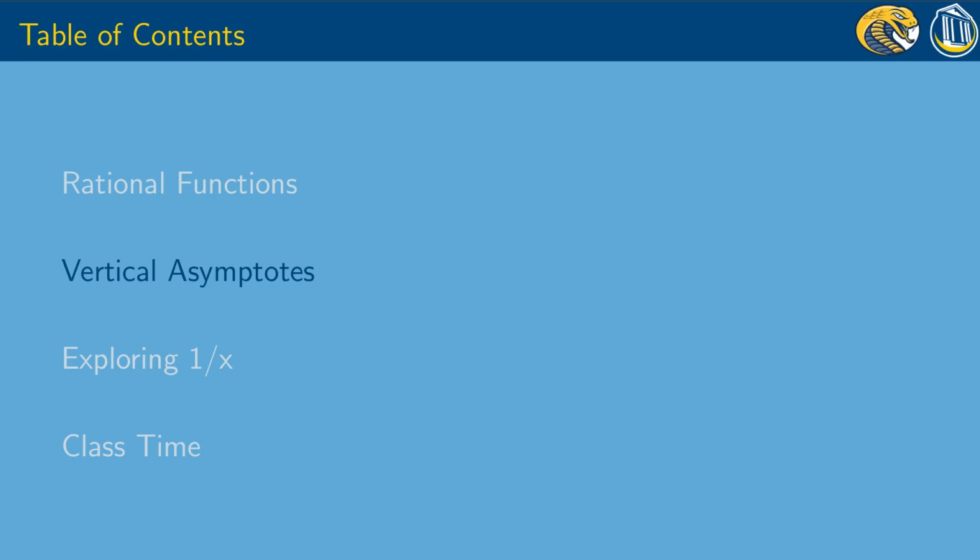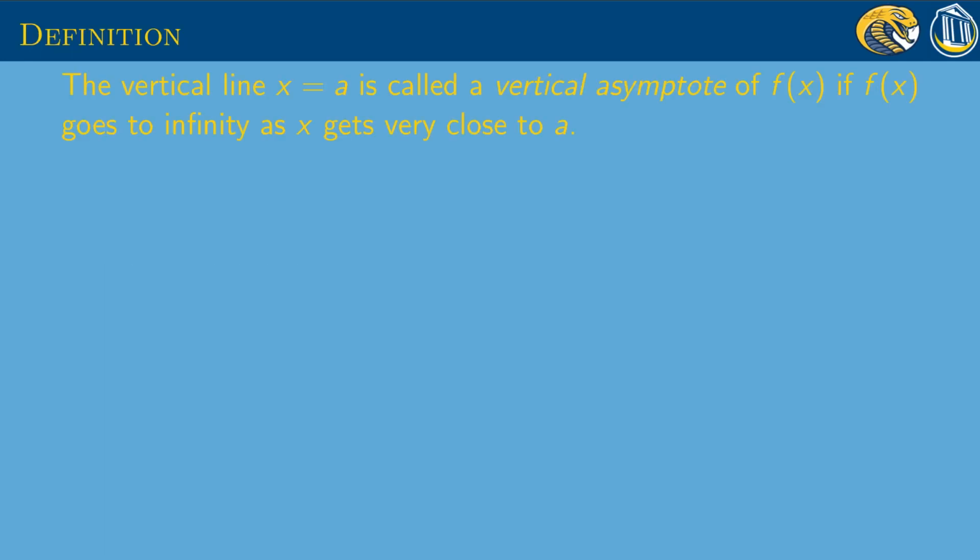Let's talk about vertical asymptotes. A vertical line, x equals a, is called a vertical asymptote of some function f of x if our function goes to infinity as x gets very close to a. What that looks like is f of x approaches plus or minus infinity as x gets close to a, and this can be from either direction. In fact, from both directions.